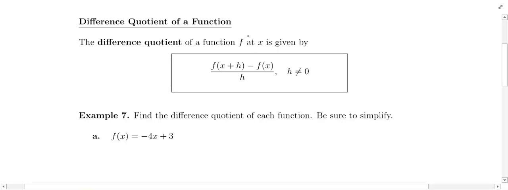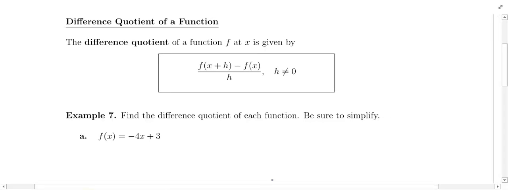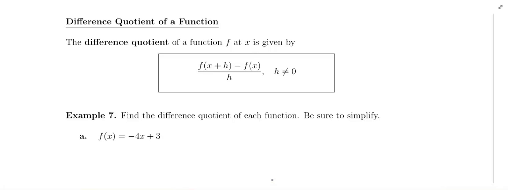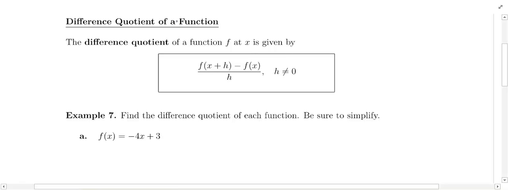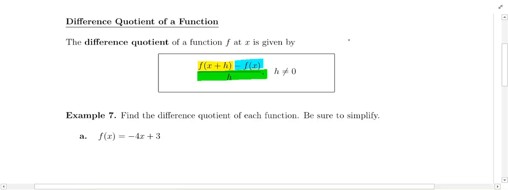The way I like people to think about the difference quotient is as a recipe. You're going to follow the recipe to put this thing together. Break it down into parts. If you look at this difference quotient, there are 3 different parts. You see f of x plus h, then you see the minus f of x, and lastly, you're dividing by h.